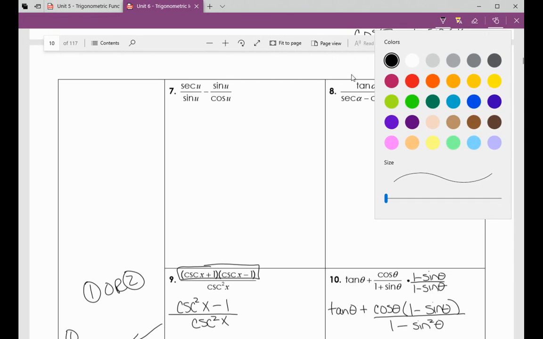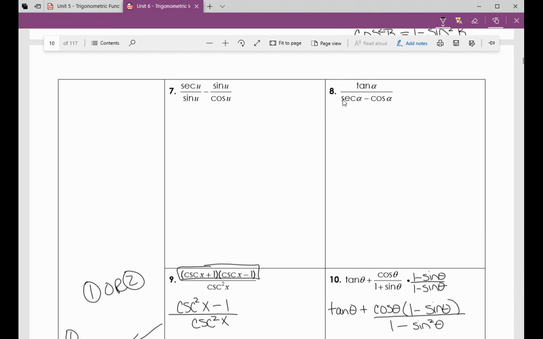Now, we're actually going to do this one just a little bit different. We're going to do Old Faithful, everything sines and cosines. Okay, so this is going to be sine alpha over cosine alpha, 1 over cosine alpha, and just cosine alpha. So I change tangent and secant.